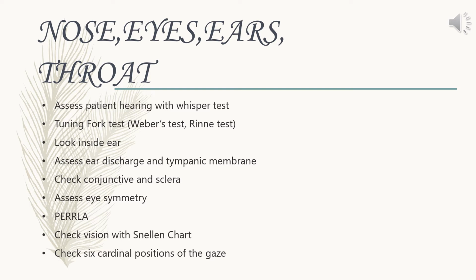Check the conjunctiva and the sclera. How you can check? I have told you you want the pen light. Pen light is used for checking conjunctiva as well as sclera and assess the eye symmetry. PERRLA is also done. Check the vision with a Snellen chart. Snellen chart is the chart you can see, it's very common in the doctor's office. Check 6 cardinal positions of the gaze.